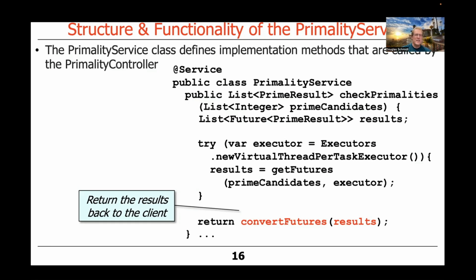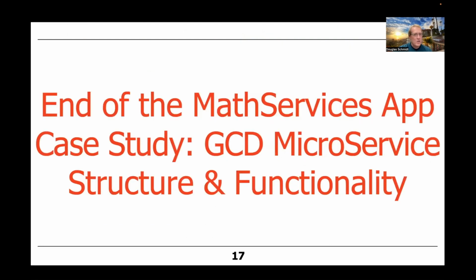So that's always the thing to keep in mind when you use any of the Java structured concurrency models. You have to do some conversion to get back in the format that the client expects the results to come back as. So that's the end of the overview of this particular approach.